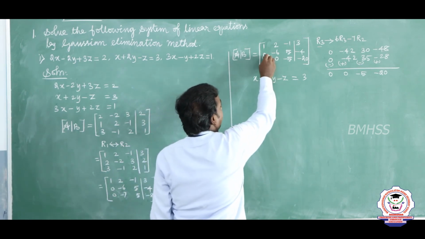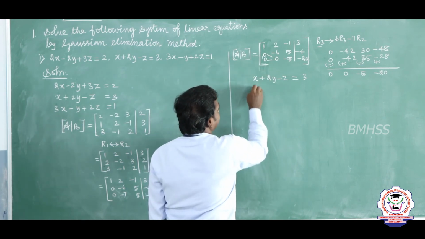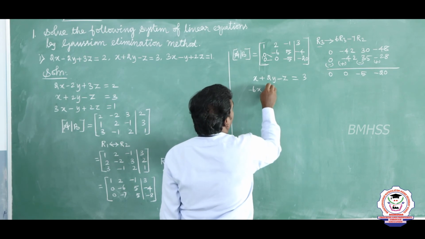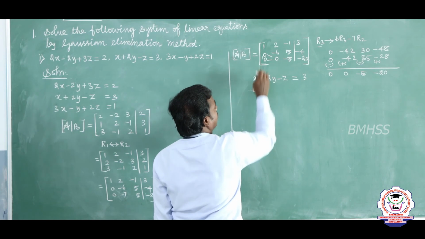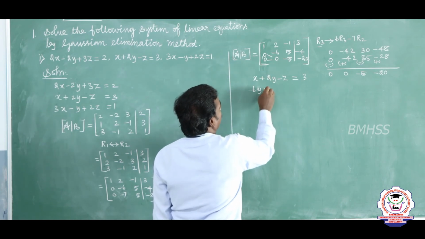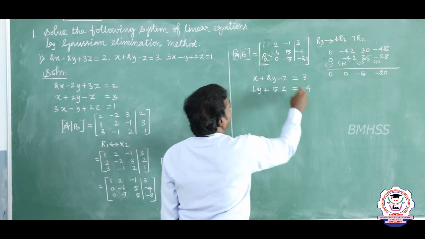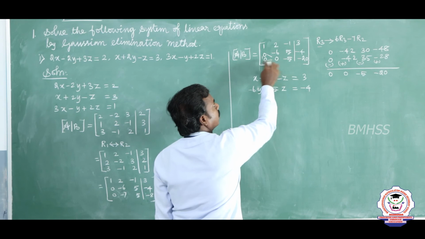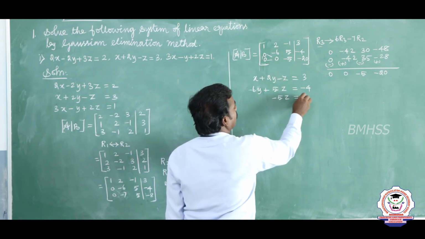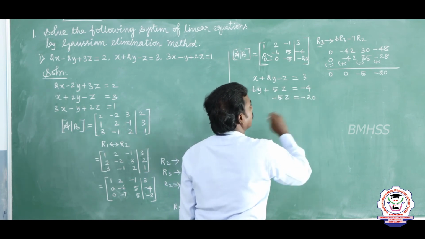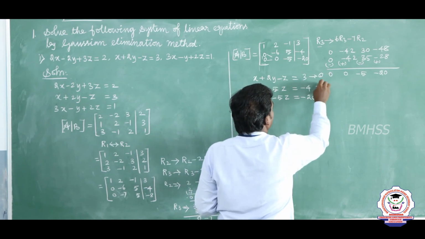From the second row, 0x need not be written, so minus 6y plus 5z equal to minus 4. In the third equation, the x and y terms are 0, so only the z term: minus 5z equal to minus 20. From this we can find the value of z. This is equation 1, this is equation 2.